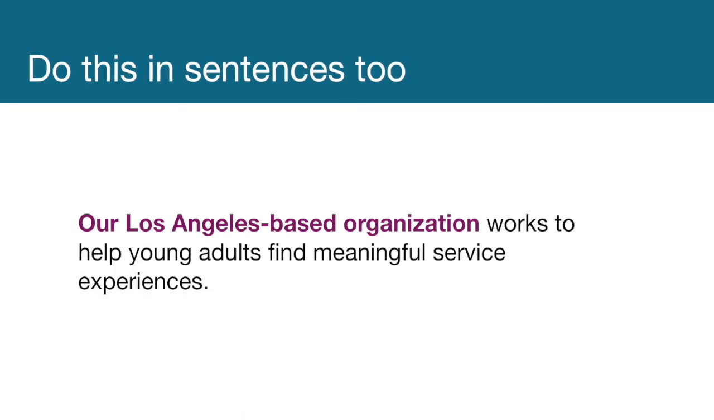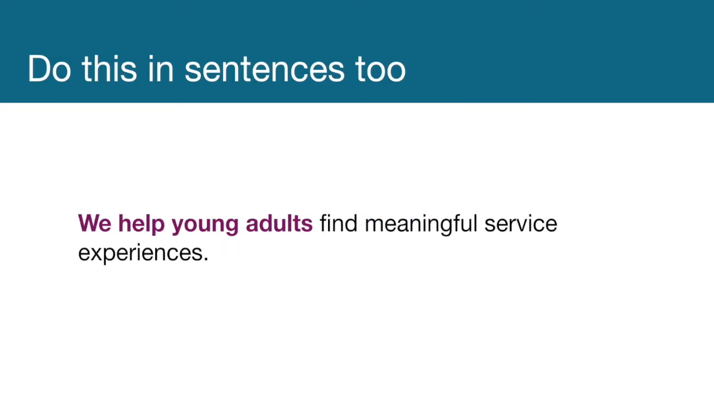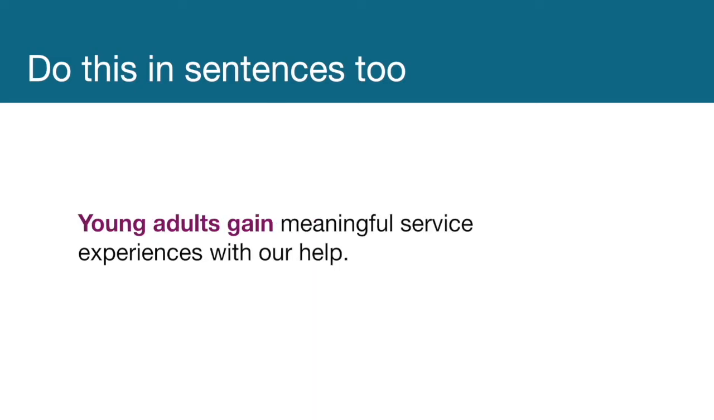Here are some examples of how you would do it in a sentence. Here, this sentence focuses on the location of Los Angeles. Here I'm focusing on how we help young adults. Focus on we, which is a very human way to do it with the pronoun, and then just really saying, this is what we do. We help young adults. If we want to focus on the target audience, then we would maybe lead with the target audience. So we can do this in titles, and we can also do it in sentences.